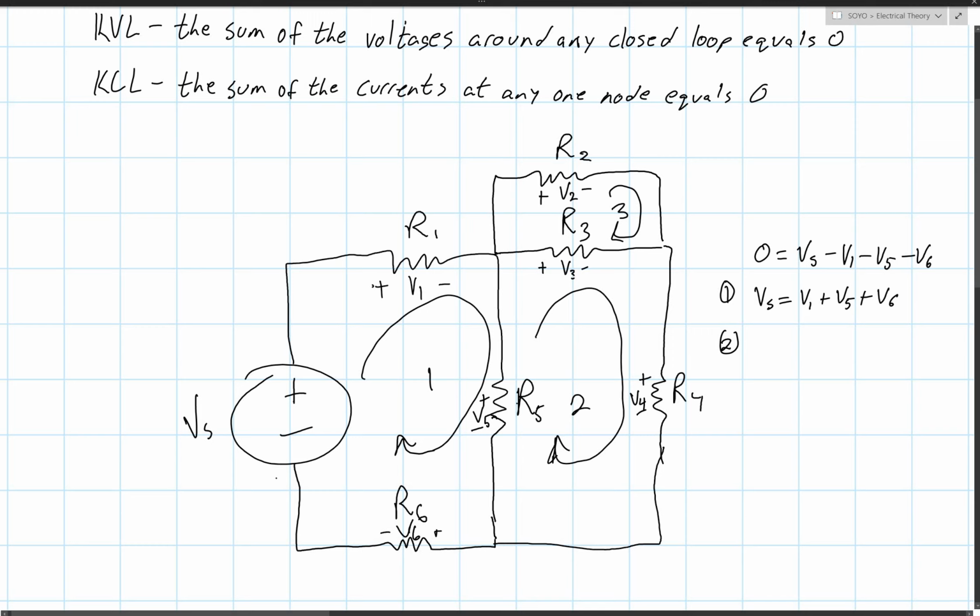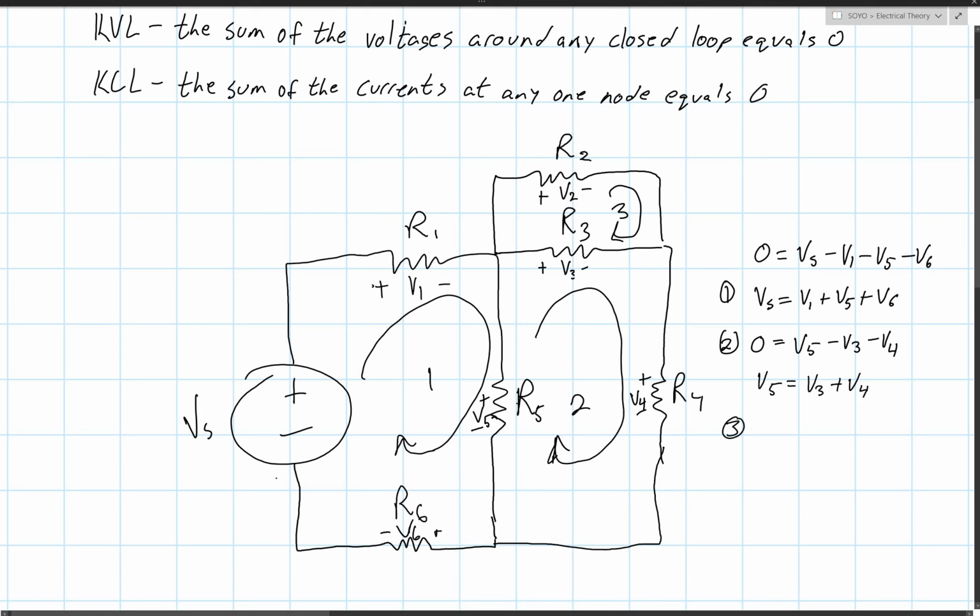So starting here with loop 2, if we start at R5, we're coming up into the negative side, so that would be a voltage rise. So 0 equals V5. On V3, we're coming into the positive side, so that's a drop, minus V3. Then we're also coming into the positive side on R4, so it'd be minus V4. So this would also become V5 equals V3 plus V4. Oops, V4.